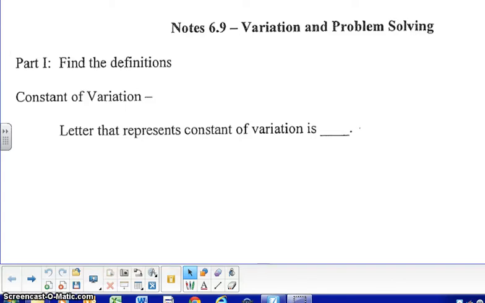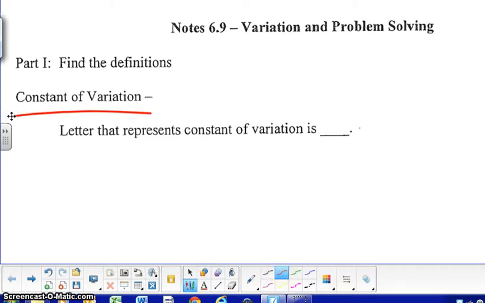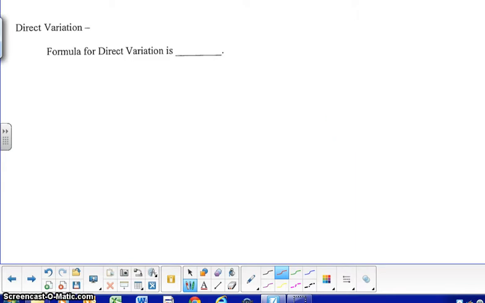First, you need to know what label that you're going to see over and over again. It's called the constant of variation, and it's a letter that represents a constant that will always happen, and we're going to call that letter K. And then direct variation, you're going to use a similar formula with the letter K, and it's y equals K times X, where K cannot equal 0. Otherwise, it would not be a problem to work on.